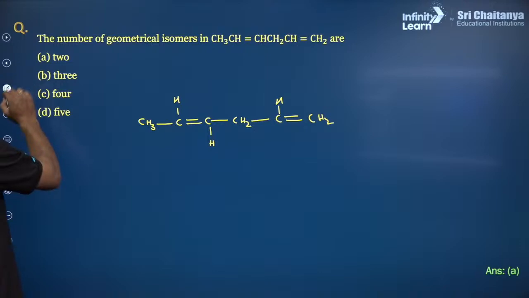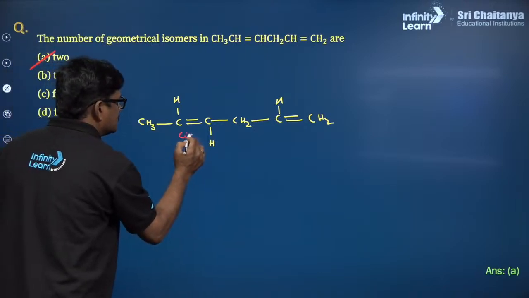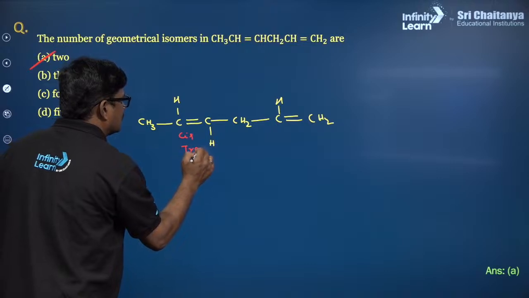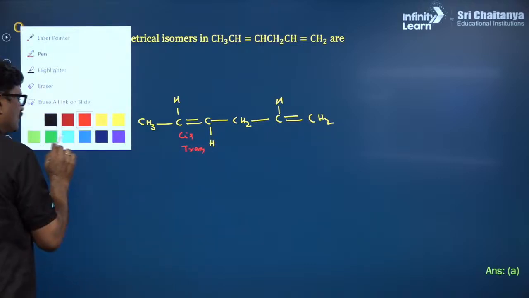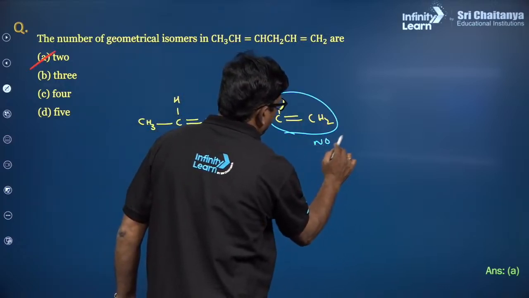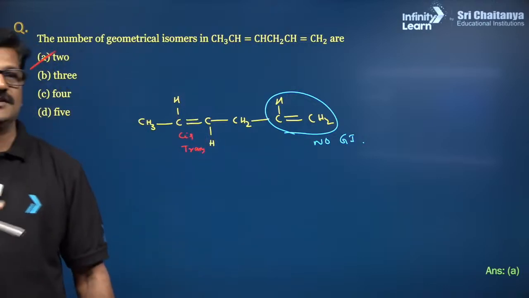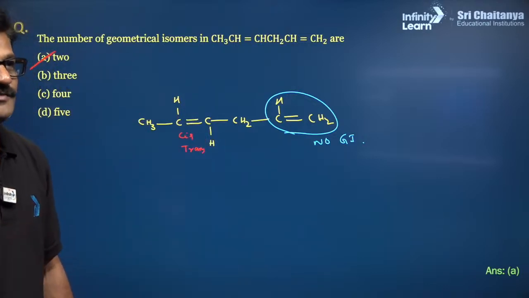Just 2. How? You are going to have cis and trans over here, and you don't see any geometrical isomerism at the other end. No geometrical isomerism because terminal CH2 does not show geometrical isomerism.